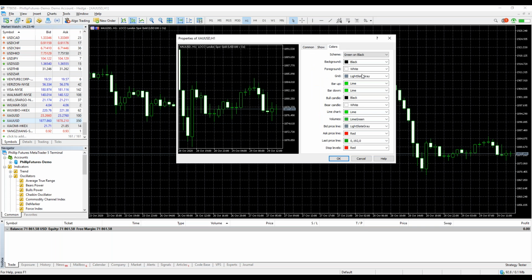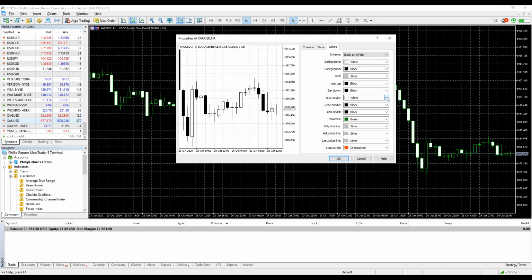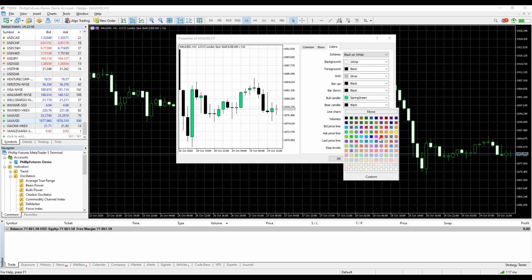Then you can actually play around. You can change the color scheme on the chart to something you like. What I like is to see a bull candle in green color and also a bear candle in red color.